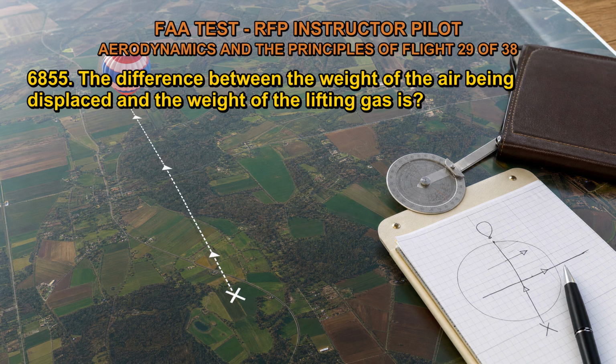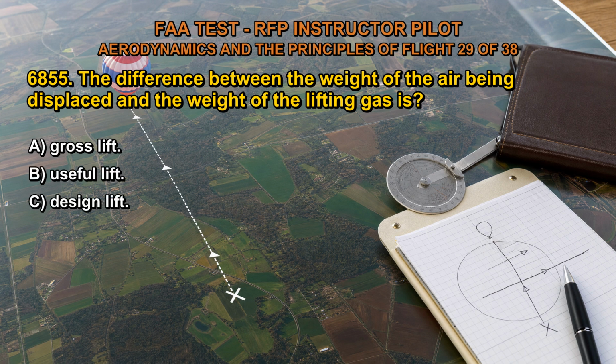6855. The difference between the weight of the air being displaced and the weight of the lifting gas is A. Gross lift. B. Useful lift. C. Design lift. The correct answer is A.